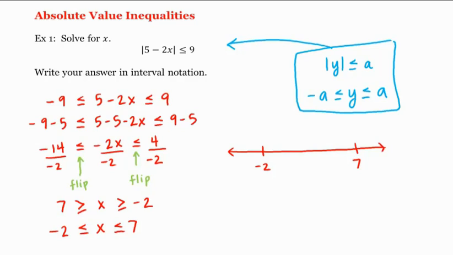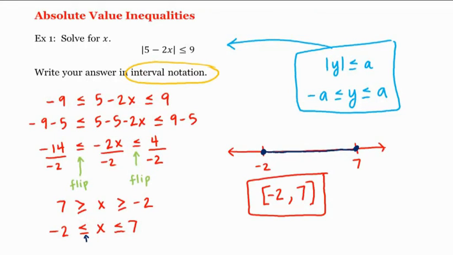x is greater than or equal to -2, so x can equal -2, and then we go to the right. However, x has to be less than or equal to 7, so we stop here. And we're asked to put our answer in interval notation. Therefore, our answer would be close bracket, because we want to include -2, up to 7. Again, close bracket, because we want to include 7.